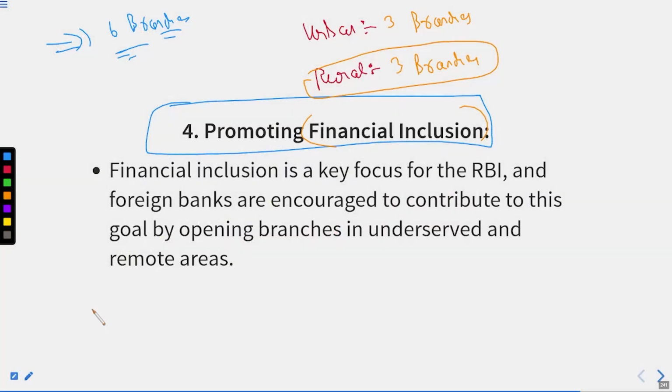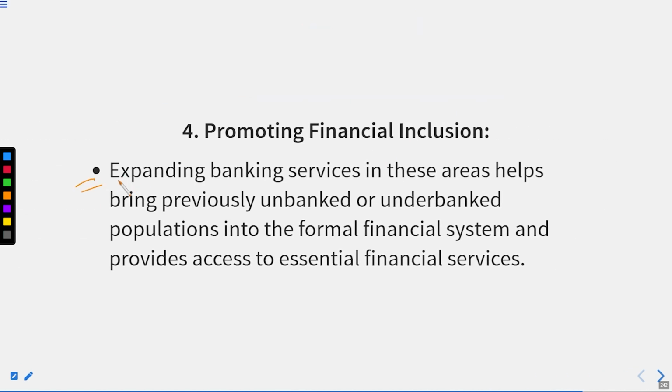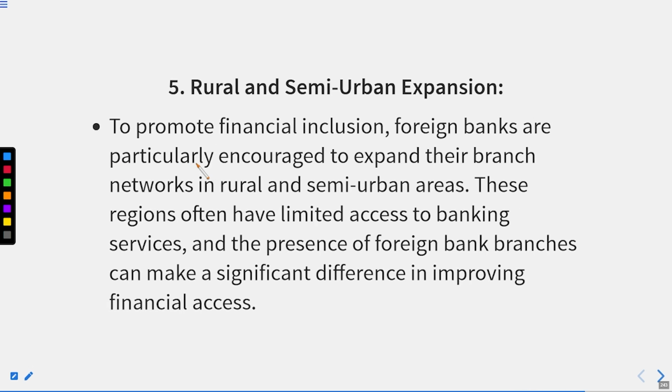All right. So this is also checked by the Reserve Bank of India. Expanding banking services in these areas helps bring the previously unbanked or underbanked population into the formal financial system and provides access to essential financial services. Thereafter, rural and semi-urban expansion. To promote financial inclusion, foreign banks are particularly encouraged to expand their branch networks in rural and semi-urban areas, because these are the areas where underserved, marginalized people live who could not afford loans at high interest.